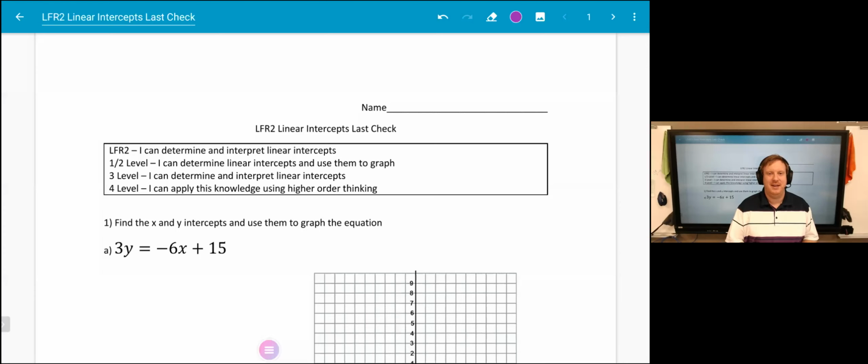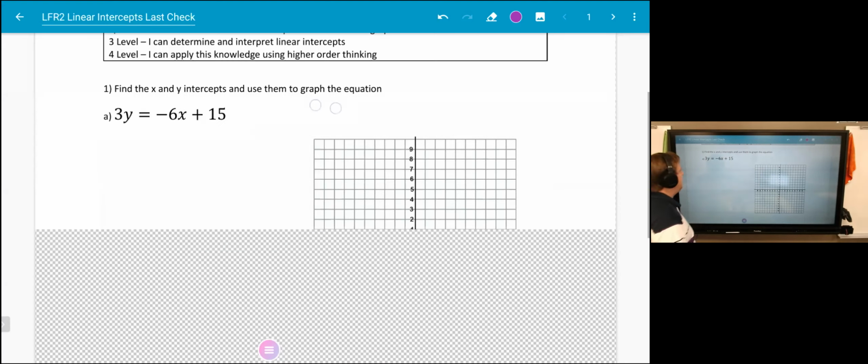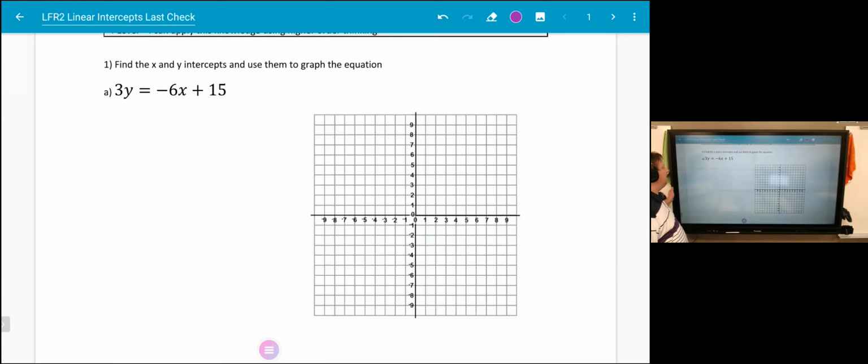All right, Algebra 2, it is LFR2, linear intercepts last check. Let's go ahead and get this business done. Find the x and y intercepts and use them to graph the equation. 3y equals negative 6x plus 15.